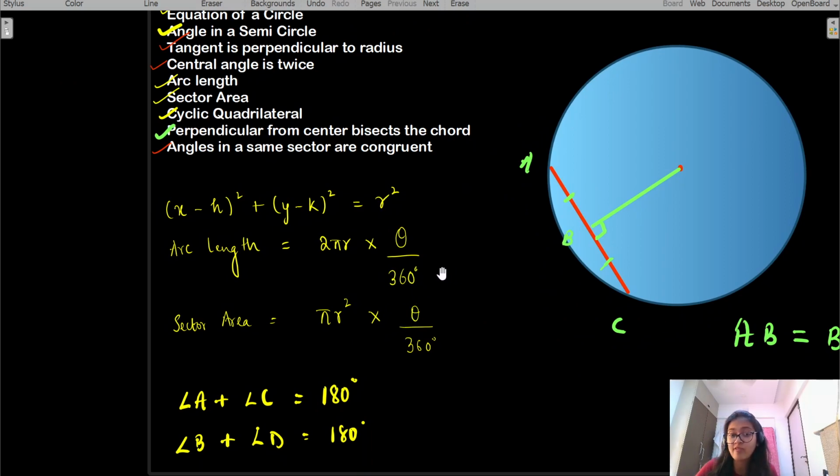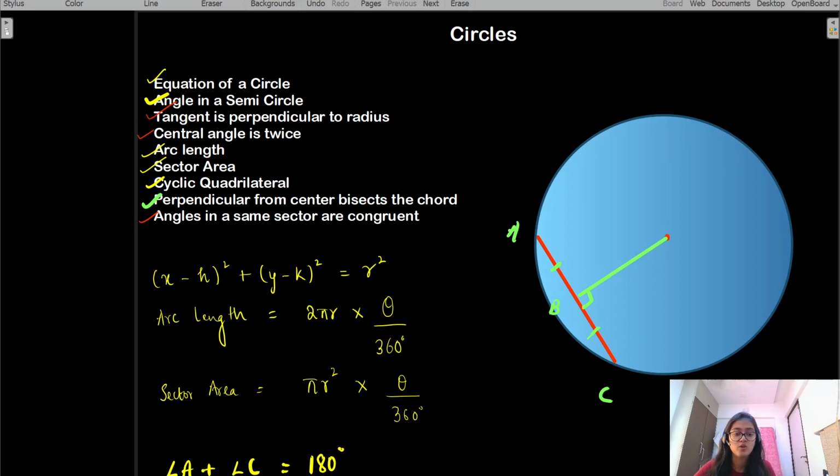So this covers all the concepts which can be asked in your SAT math, but there are different types of questions that can be formed from these concepts. So now I'll tell you which of these are the most important ones. You can 100% expect a question from the first one, equation of a circle. Then expect at least one question from either arc length or sector area. One question will be there from one of these, and you can expect one question from the inscribed angles property, either this one, the central angle thing, or the last one.